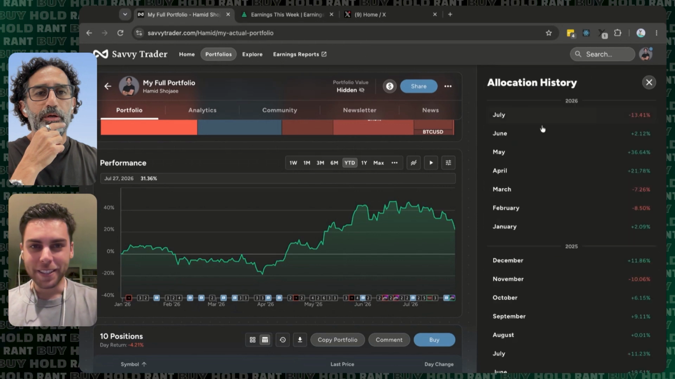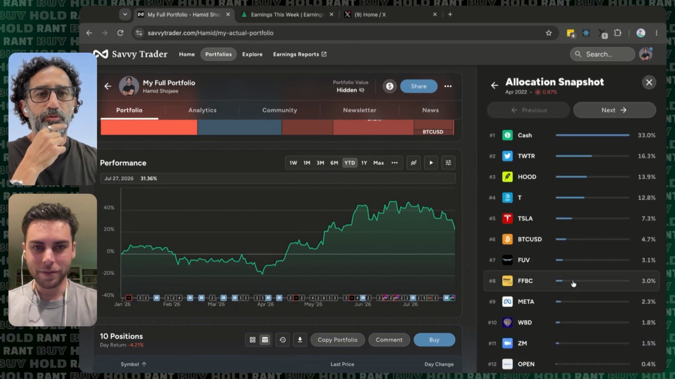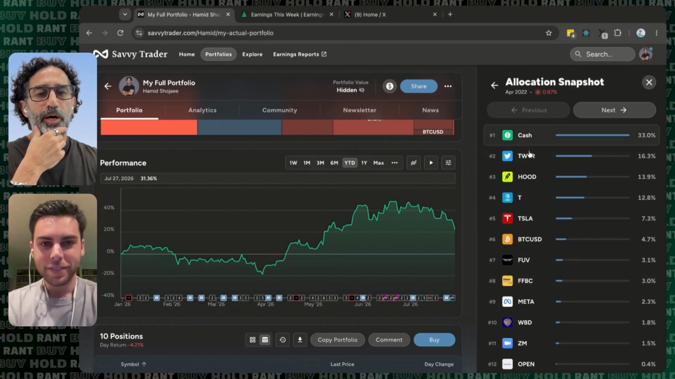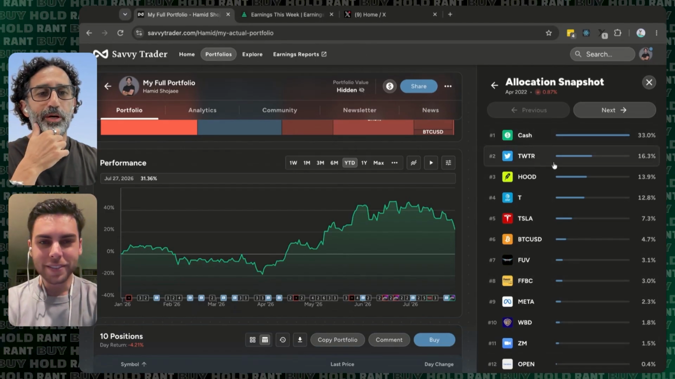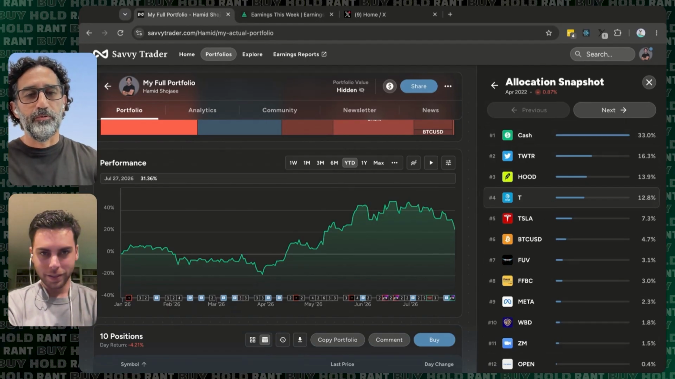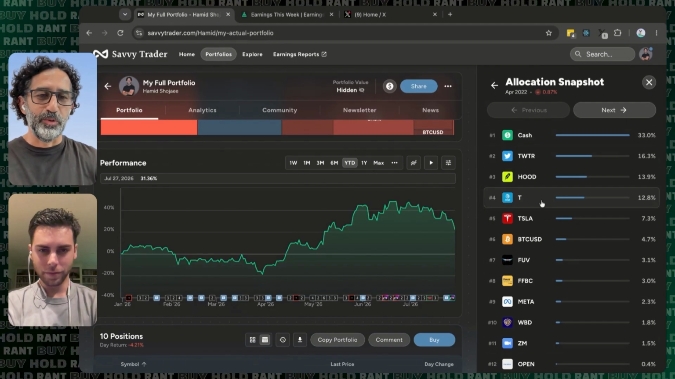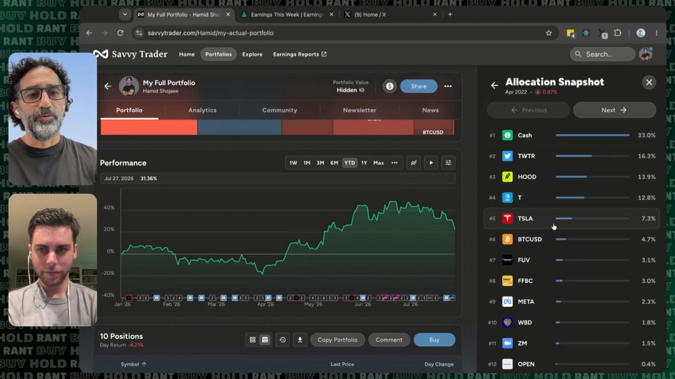Yeah. So when I started Savvy Trader, that was April of 2022. I owned Twitter, Robinhood, AT&T, which I held as a cash alternative for its dividends. Back then, remember, interest rates were 0% or close to 0%. You might be able to get 0.25 or something in a money market fund, where AT&T was giving like 6% dividends. So I was holding AT&T as a cash alternative.